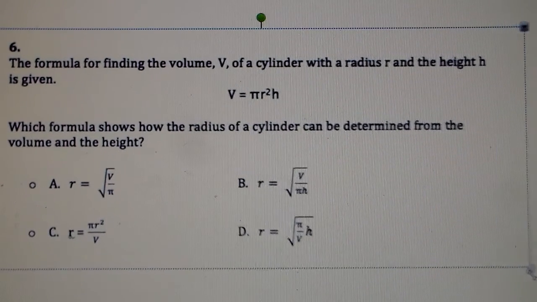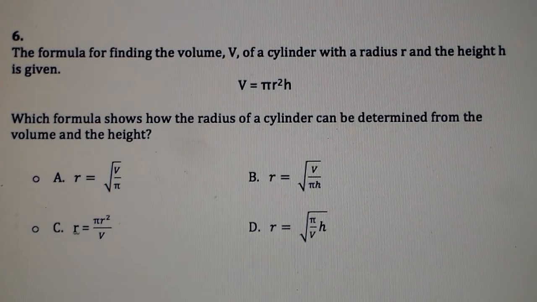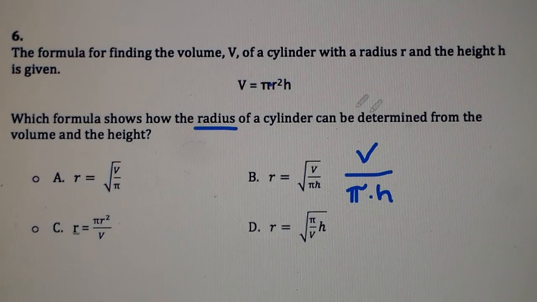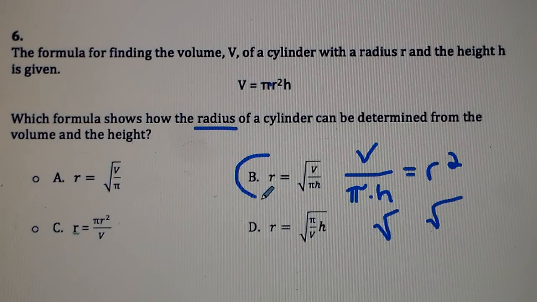Alright, looking at number 6. Formula for finding volume V of a cylinder. So we have this volume of a cylinder formula right here. Our goal is to get the radius by itself. So that means we got to move the height and the pi to the other side. And it's being multiplied to the radius squared, so we have to divide. So we have volume divided by pi and the height. So pi and height, since they're both being multiplied to r squared, they go on the bottom of that fraction, and those two are being multiplied together. And that's equal to r squared. Now to get rid of the squared, we do square root. So we're going to have the square root of v divided by pi times h. So we have here B.